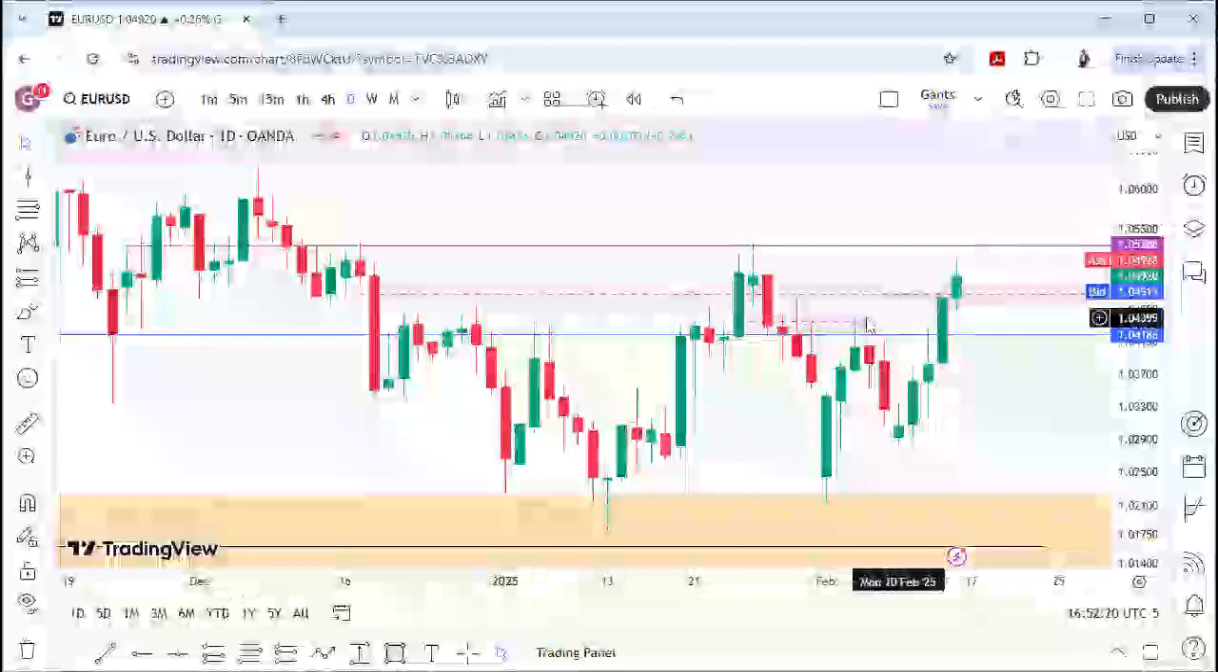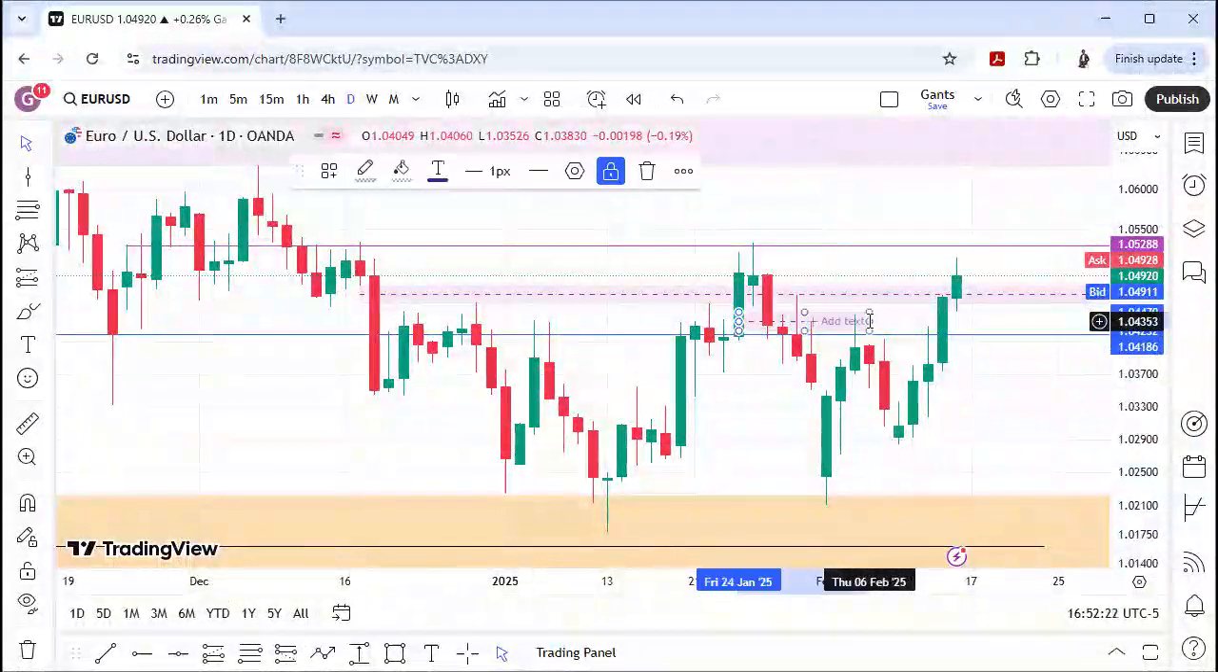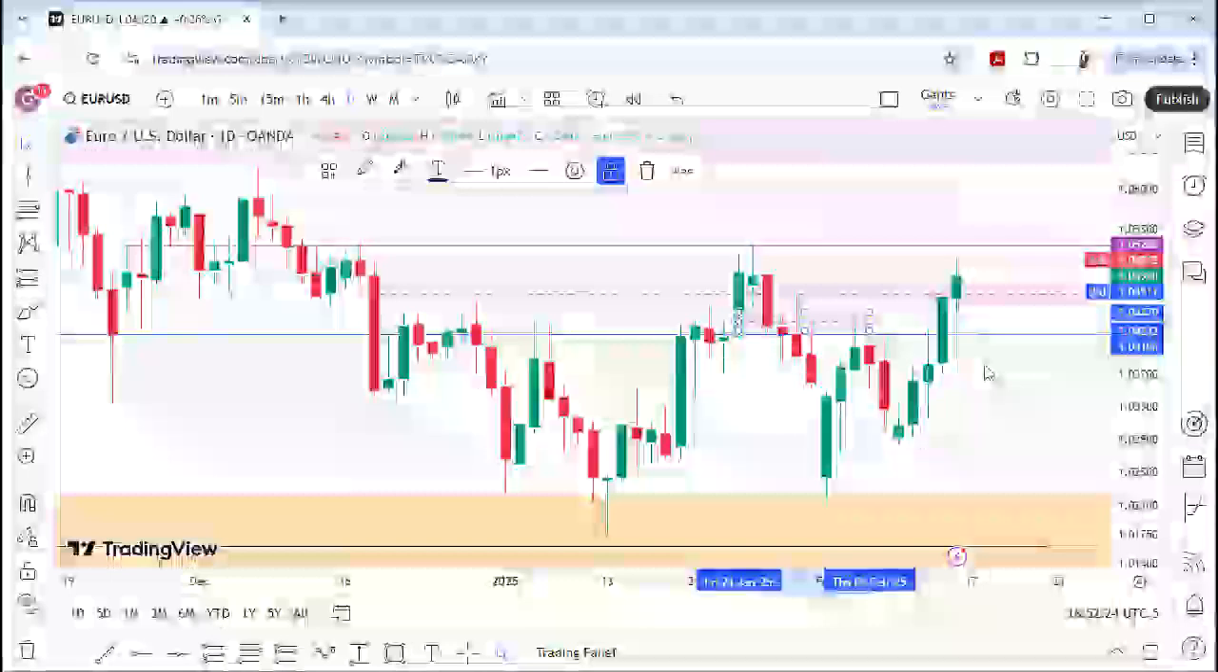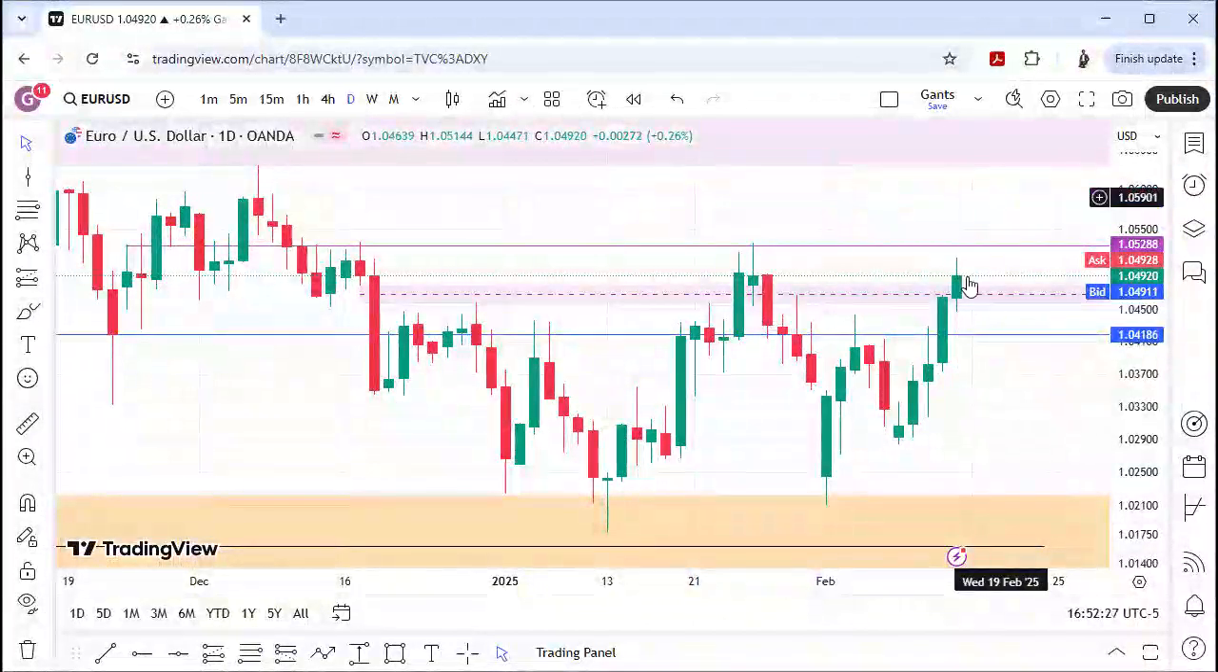Even if you trace through the inversion FVG here, this BC should hold price as support to send price higher. I think this has fulfilled its objective. Let me take it off. So that's where I want to see price trade to.